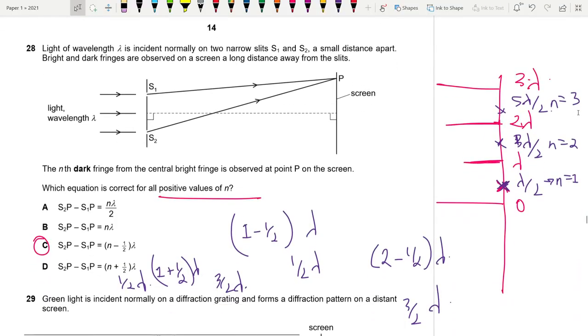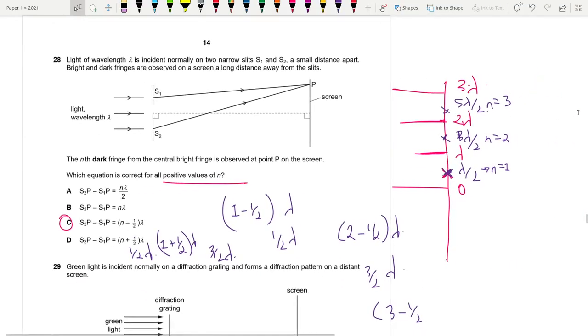So let's go to 28. This is a difficult one. It's kind of tricky. Light of wavelength lambda is incident normally on two narrow slits S1 and S2, a small distance apart. Bright and dark fringes are observed on a screen a long distance away from the slits. The nth dark fringe from the central bright fringe is observed at point P on the screen. Which equation is correct for all positive values of n?